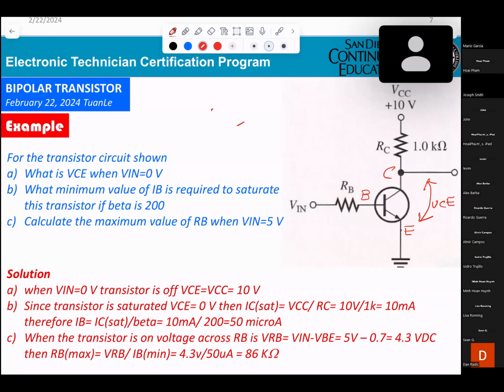If V in equals 0, that means you don't have any base voltage, correct? Okay, now V in equals 0. The current IB will be 0, right? Right.